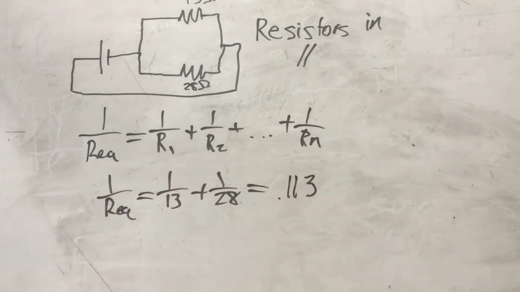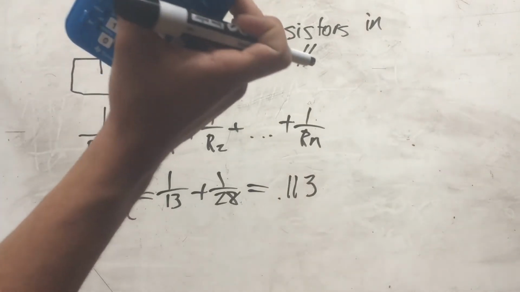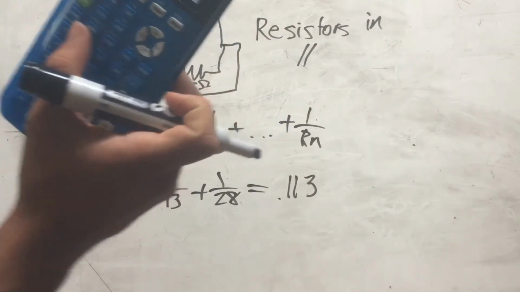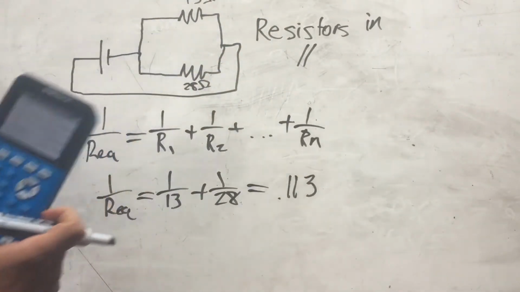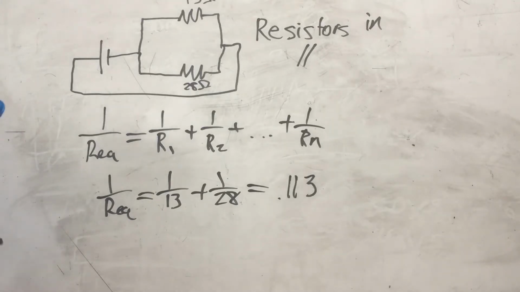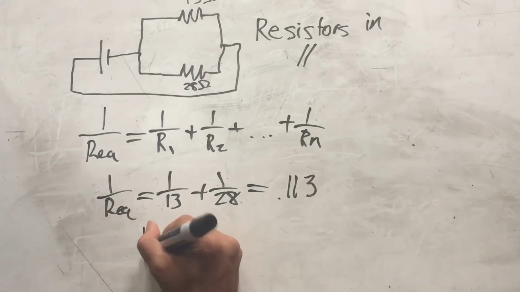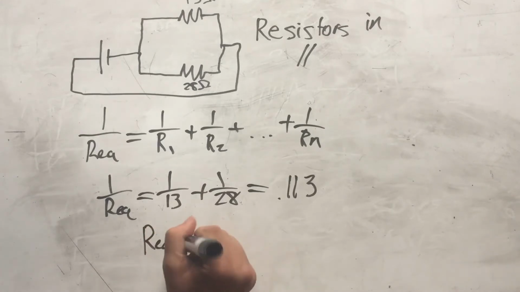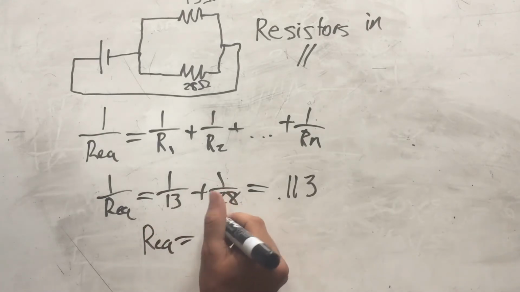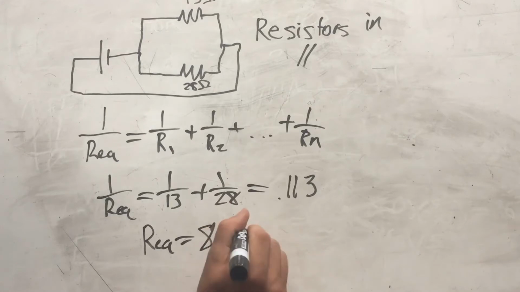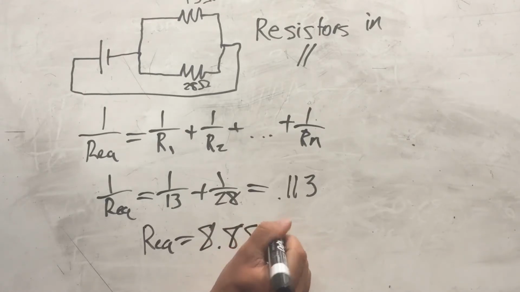And to find our final REQ, all we have to do is take the inverse of that number. You can use the x to the -1 key on a standard TI-84 graphing calculator, and we get a total resistance of REQ equals 8.88 ohms.